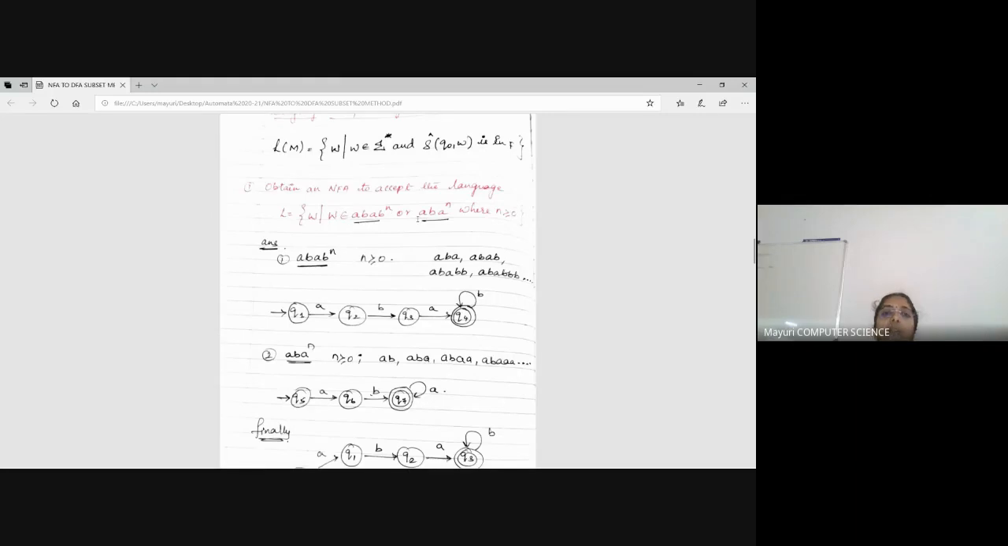The language is given to you here. What is that? A string that belongs to a b power n, or any string that may end with b or that may end with a, but that starts with ab. That is the meaning actually. What is the meaning of n greater than or equal to 0? It means there is no b, there is no a also possible. So I have written it here.